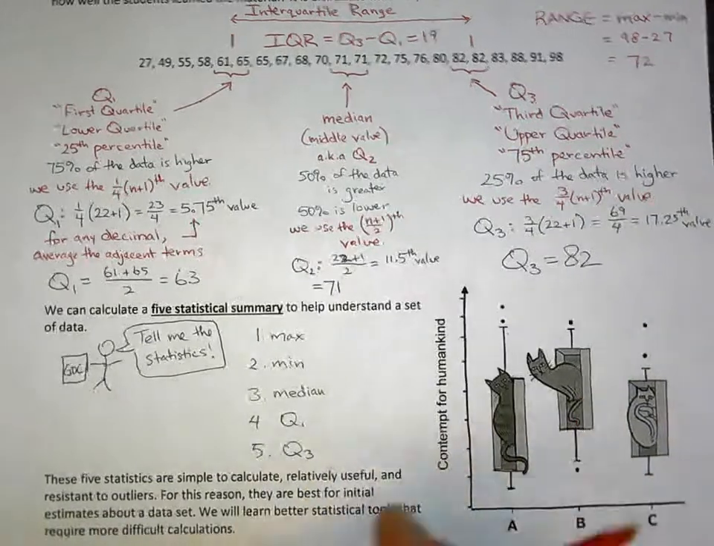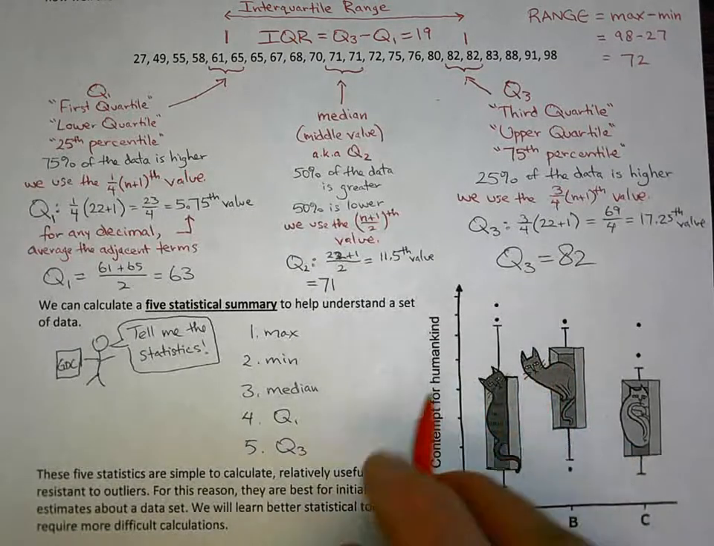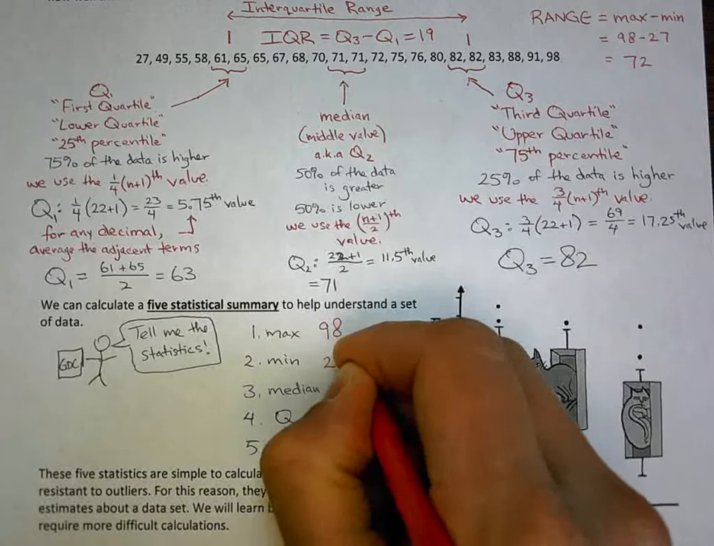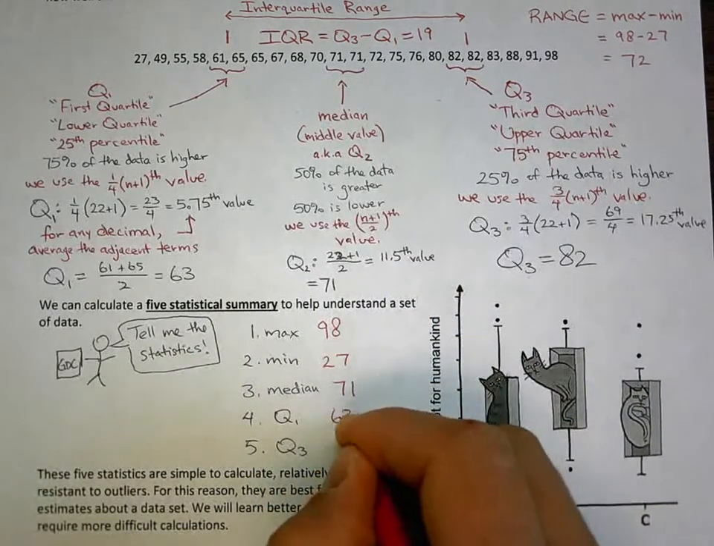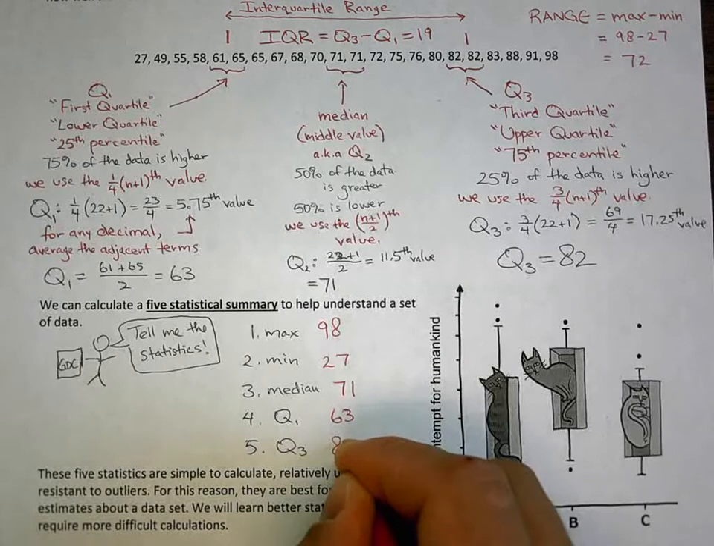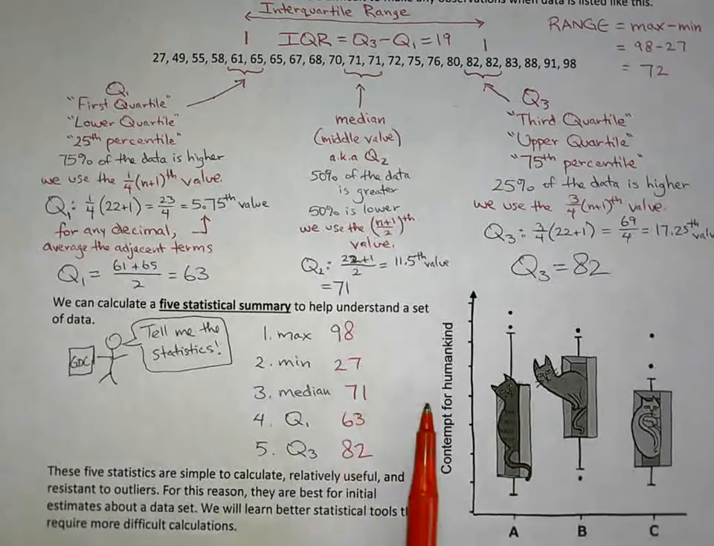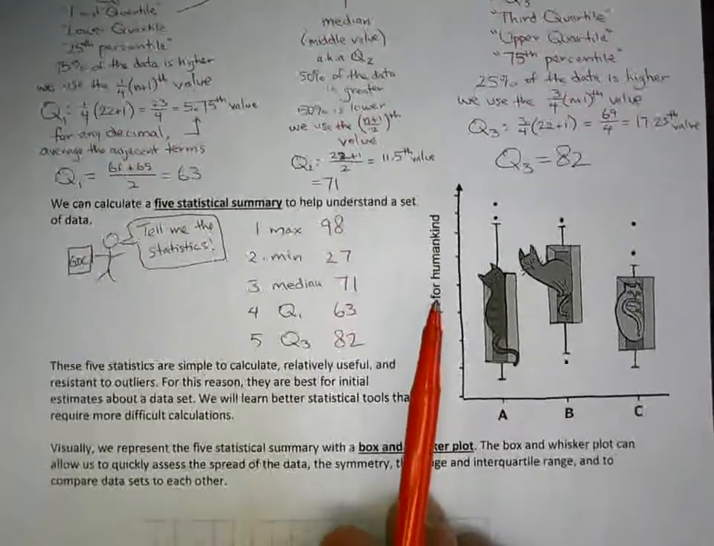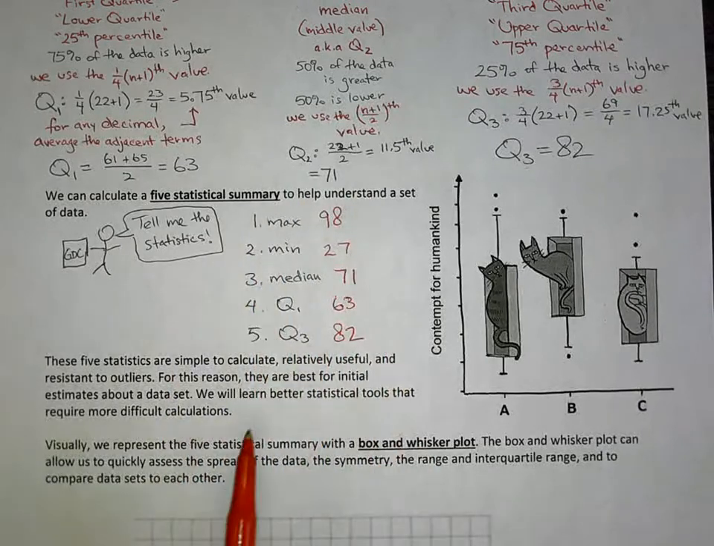With those 5 things, the 5 statistical summary, you can figure out a bunch of ranges, which again is useful for us. The max for our data set was 98, the min was 27, the median was 71, Q1 was 63, Q3 was 82. So once we figure these out, which is pretty easy, we can find a bunch of ranges.